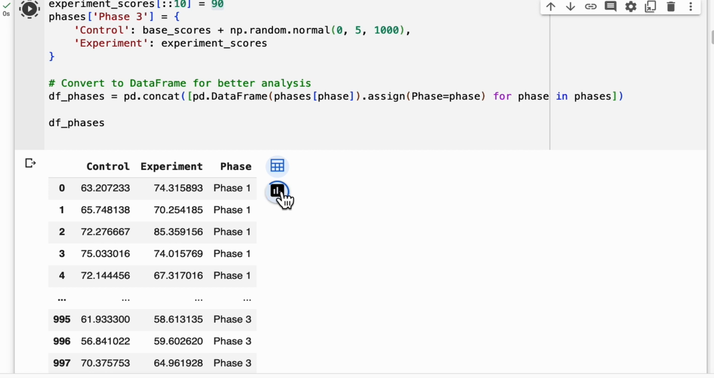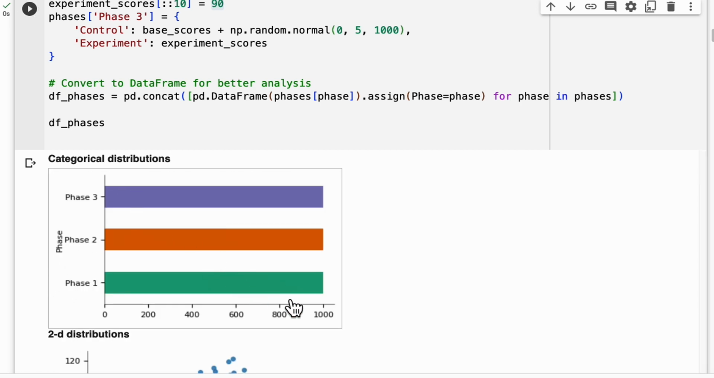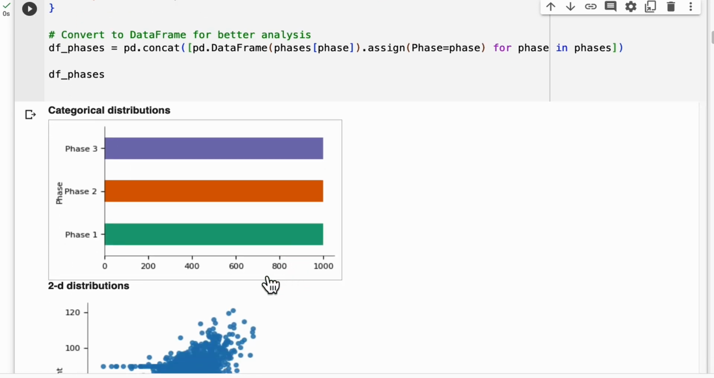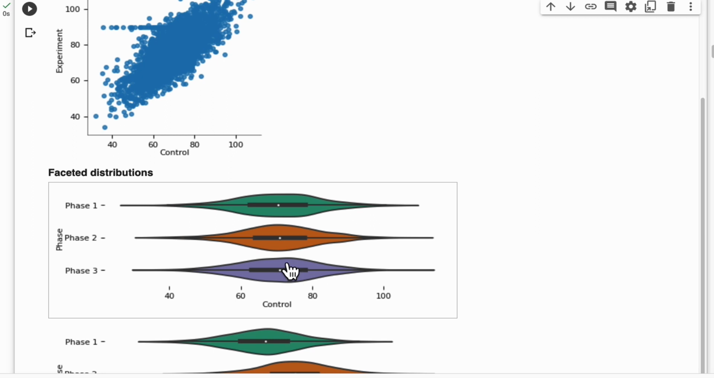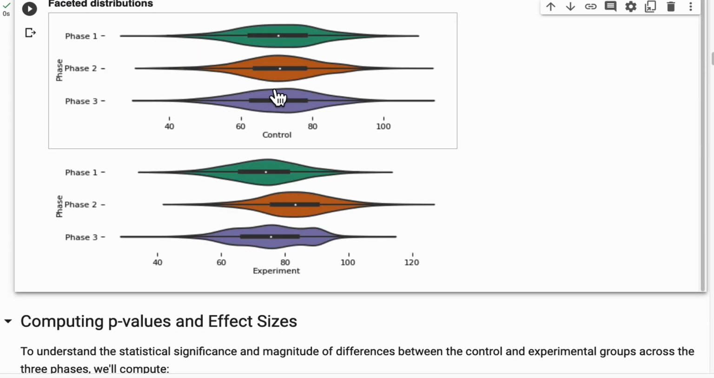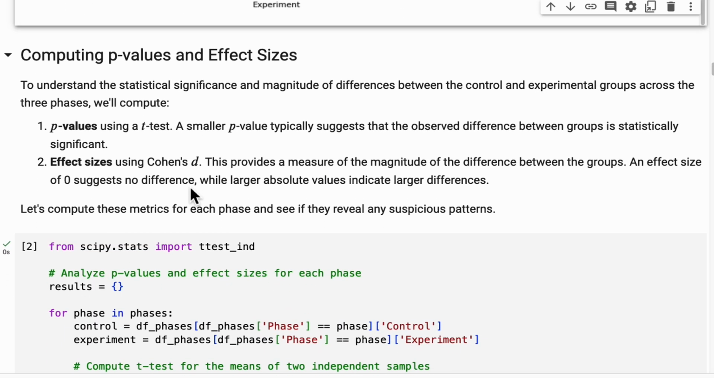Right? Let's try that. For different phases, we have 1,000 samples in each group. All right, so this is a control and experiment, and this is violin visualization for the control group and for the experiment group. Inserted 90 artificial improvement in phase 2. All right, let's go to the statistical tools.